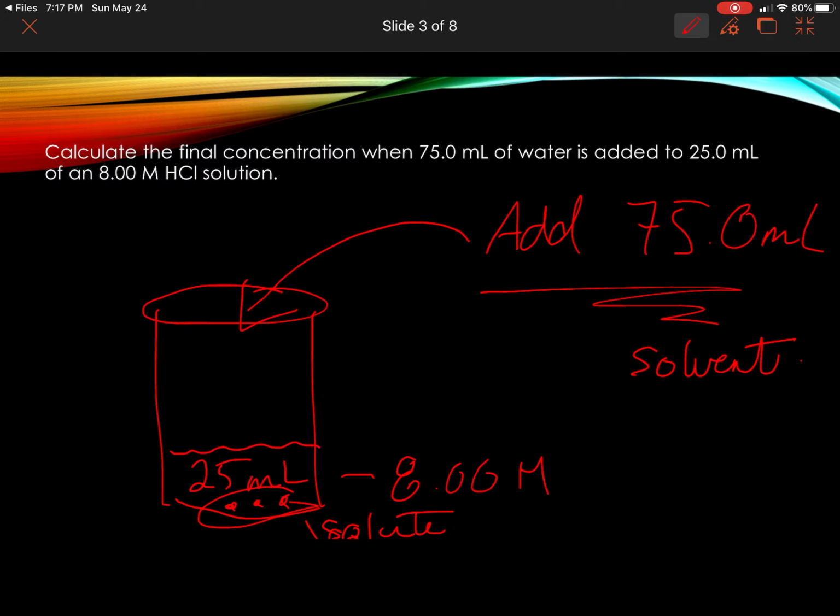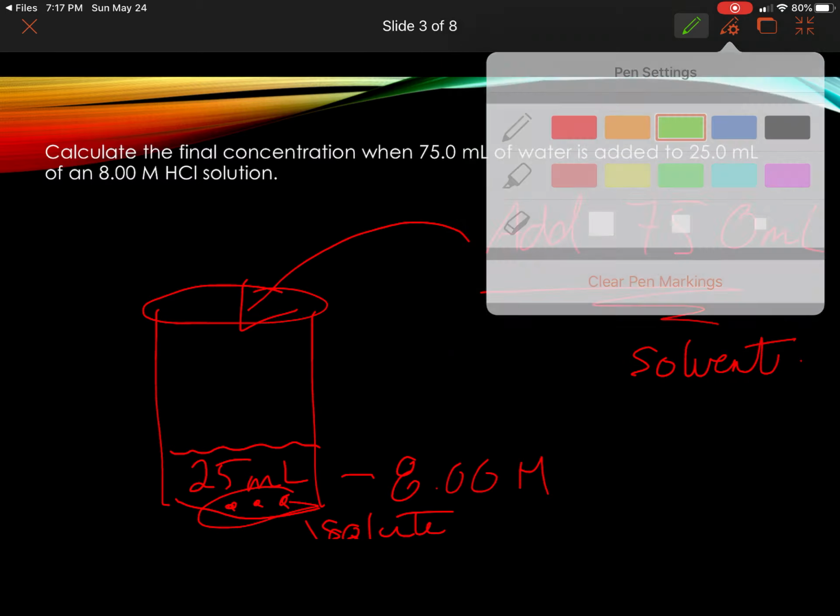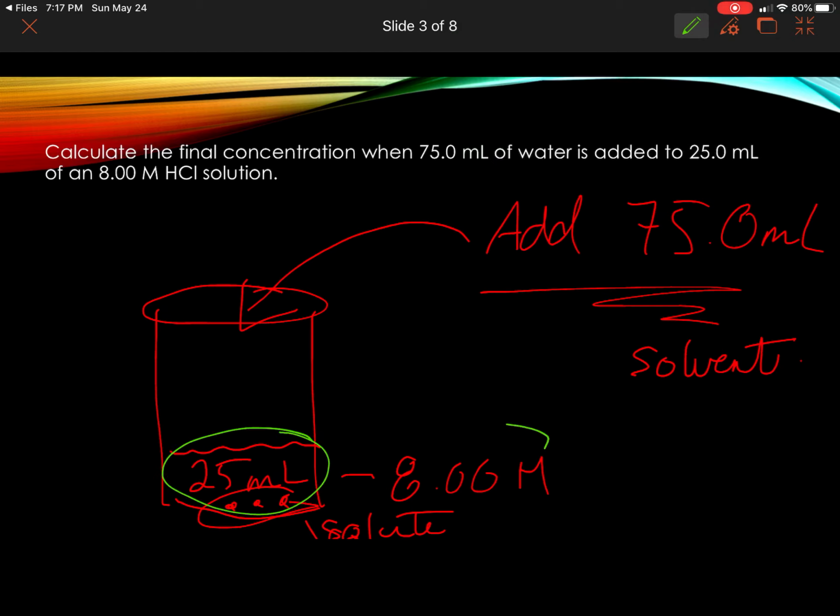So we can look at this and say, okay, I have a volume and I have a molarity. If you've got a volume and a molarity, right away, hopefully your brain tells you, oh, I've got 2 things, I can calculate moles. That moles is not going to change because you're not taking out any of the solute. The only thing you're changing is the volume of the overall solution.